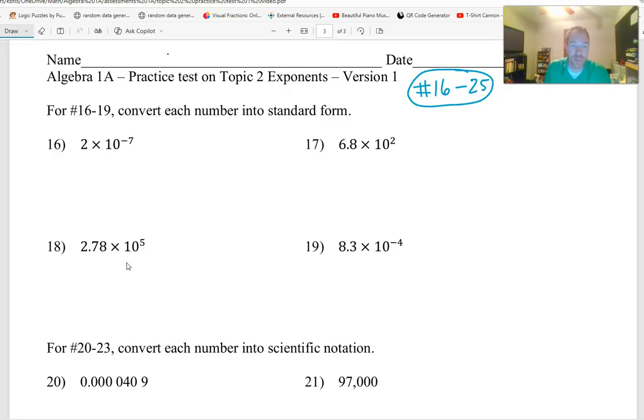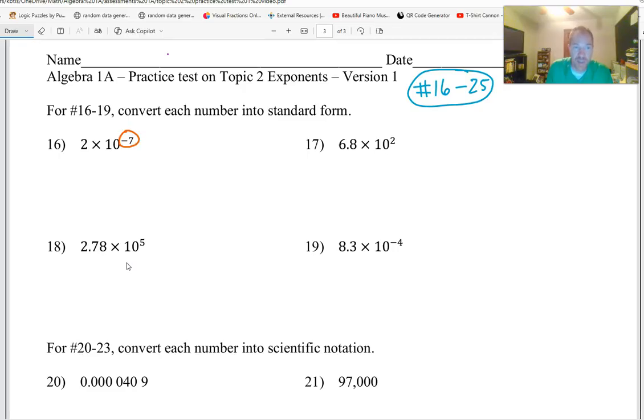Our instructions for these next 4 problems, 16 through 19, are to convert each number into standard form. Standard form is the regular way we write numbers. So in this video, I'm going to interpret the exponents on the base of 10. So 2 times 10 to the negative 7th.